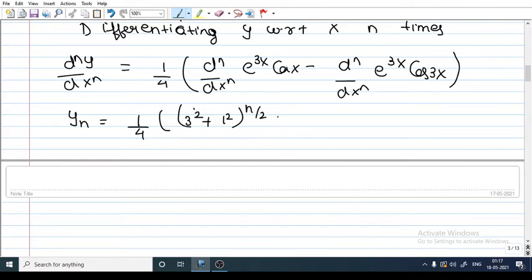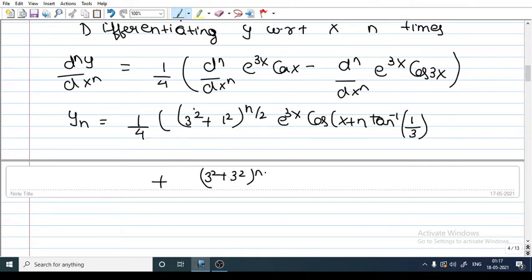We are applying the nth derivative formula for e^(ax) cos(bx + c): e^(3x) cos(x + n tan inverse b by a). B is what? 1, a is what? 3. Further on, I will write it here, plus 3 squared plus 3 squared the whole to the power n by 2 into e^(3x) cos(x + n tan inverse 3 by 3), which you will say is 1. Okay, so it is 45 degrees.